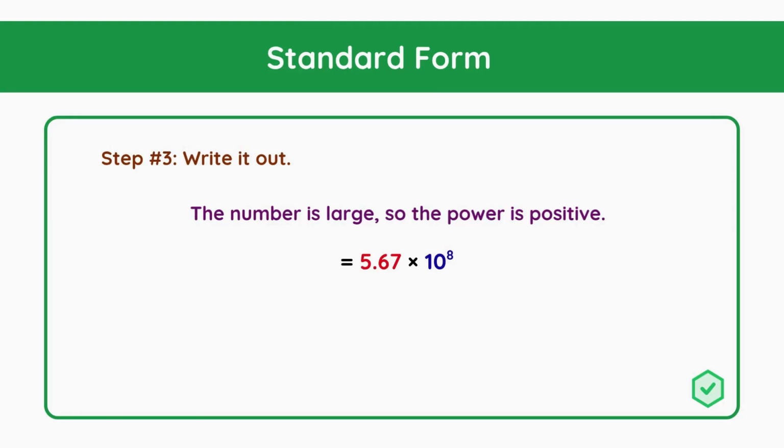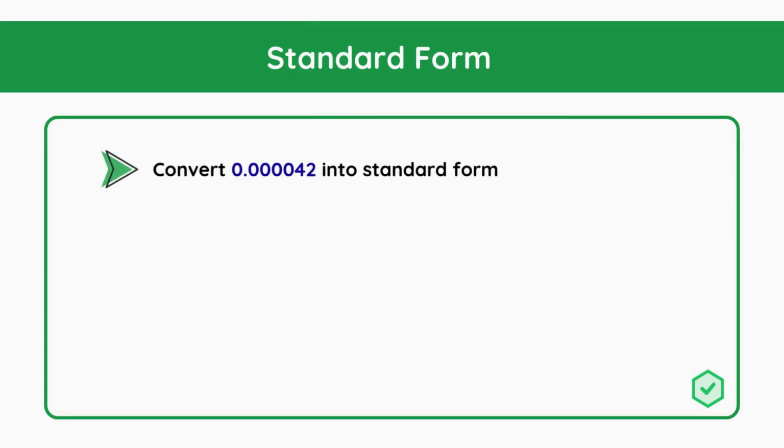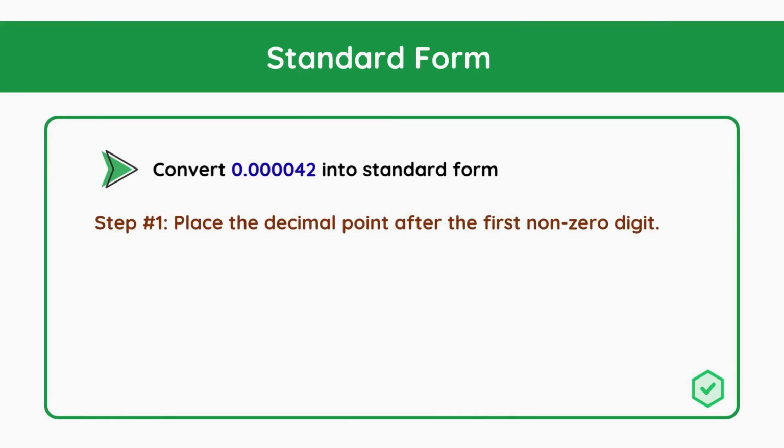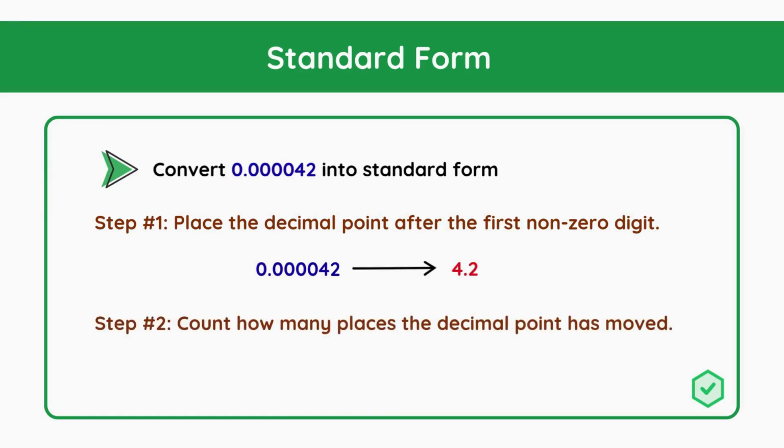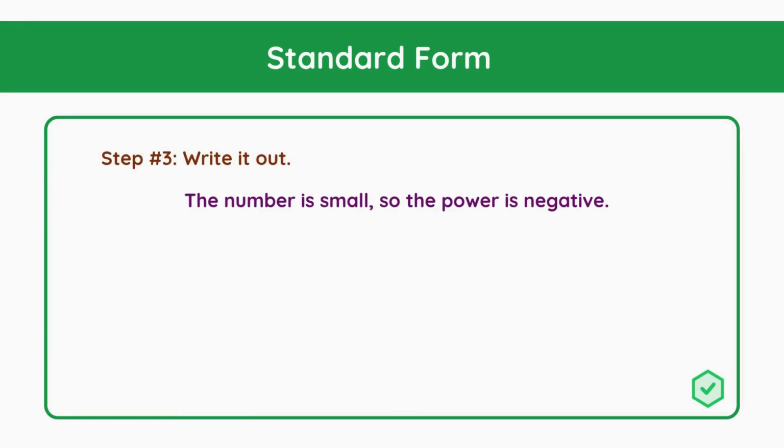And now a small one. Convert 0.000042. Place the decimal after the first non-zero digit, 4.2. Count the places it moves, 5 places to the right. The number is small, so the power is negative. The answer is 4.2 times 10 to the power of minus 5. Watch that minus sign carefully. Leaving it off is one of the most common mistakes in this whole topic.